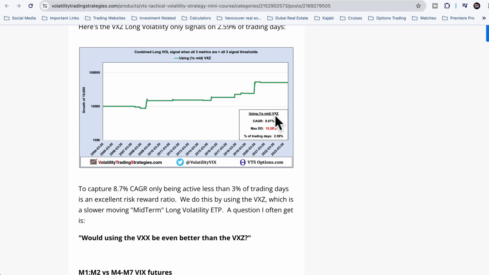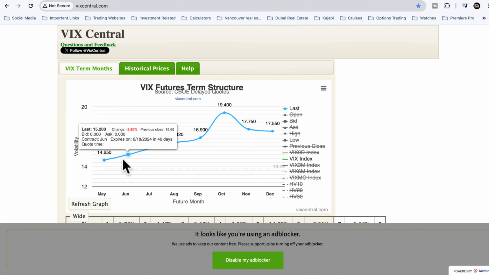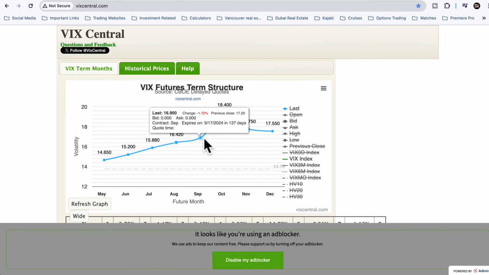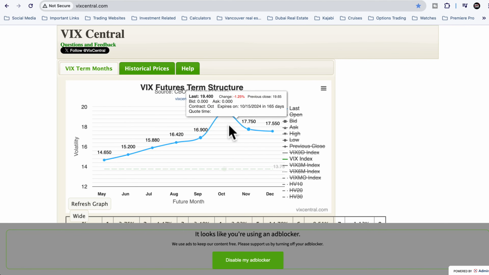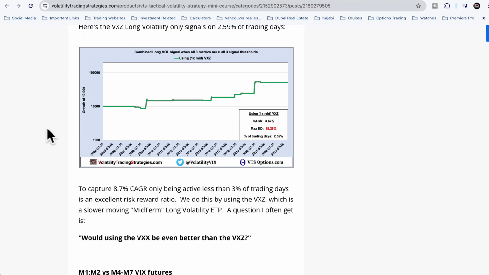Because I use the VXZ and the VIXM. These are midterm futures. So if you're talking about the VIX term structure, I use the ETFs that play over here in the 4th to 7th month range because they move slower and they're far less punishing when you're wrong. Of course, what we know about the long volatility trade is that it is extremely difficult to get the timing right. So you do actually get punished quite a bit for being wrong, right?